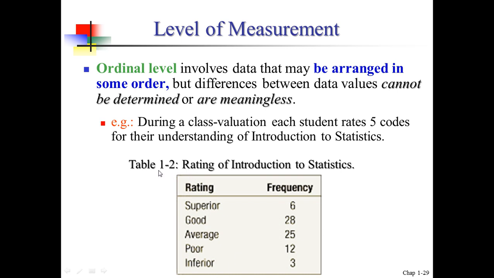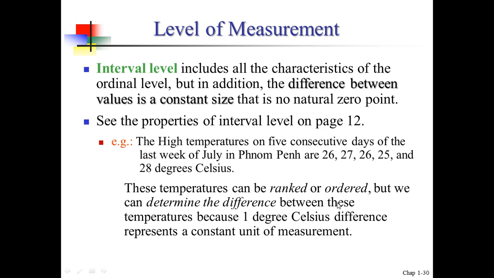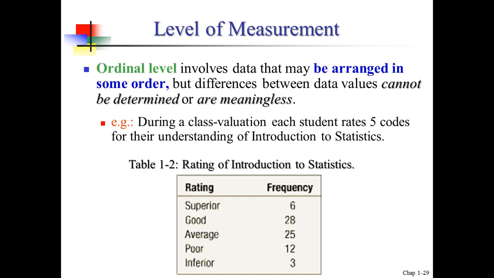Okay, so table 1.2, rating of introduction to statistics. Interval level includes all characteristics of ordinal level. This is a little bit higher than ordinal level. But in addition, the difference between values is a constant size. There's no natural 0 point. So just cover everything that ordinal says, but add one other condition, because based on ordinal, the gap between two items has no meaning.